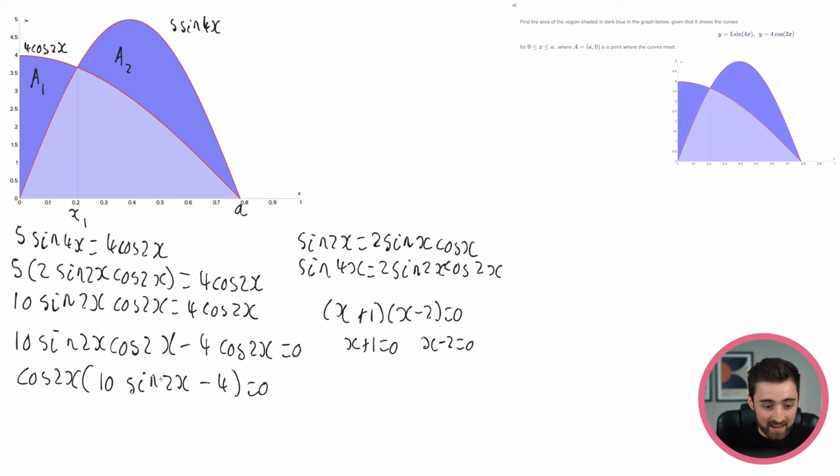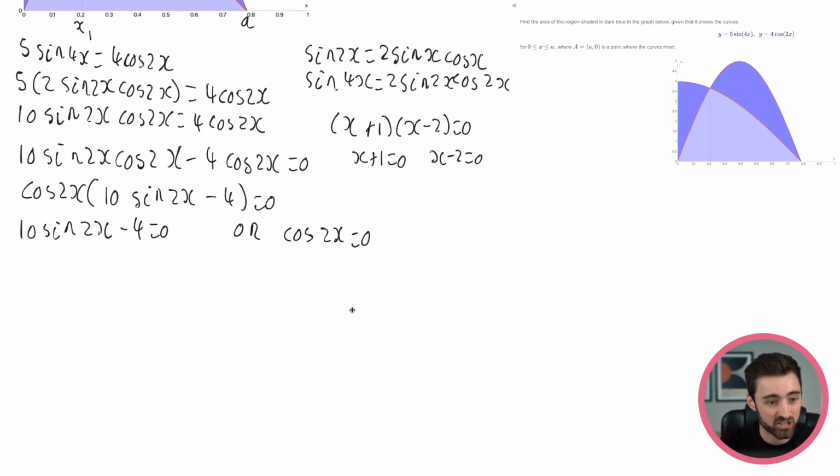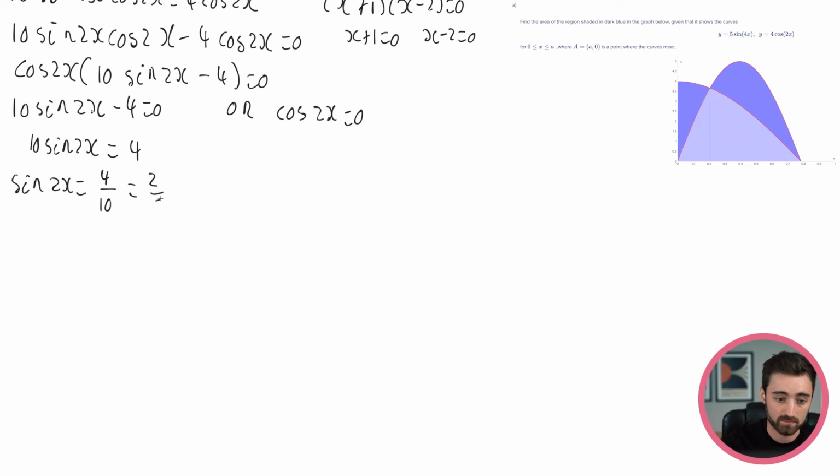So here I could have either the thing in the bracket is equal to 0, which we had before when we were kind of doing it wrong, or cos of 2x equals 0. So here we can see this is where we get these different solutions from. So now it's a case of just basically solving a bit of trig. So for this one, I'm going to take the 4 onto the other side to get 10 sine of 2x equals 4. I'm going to divide both sides by 10. So I'm going to get sine of 2x equals 4 over 10, which I believe is 2 over 5.